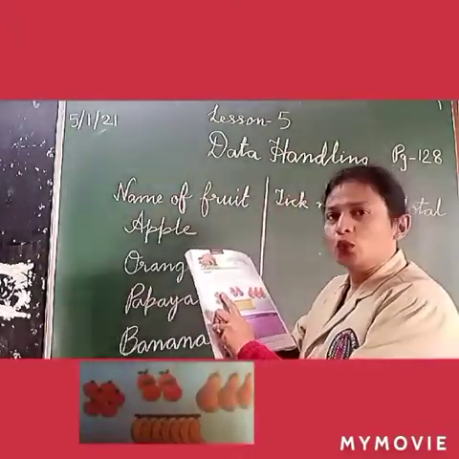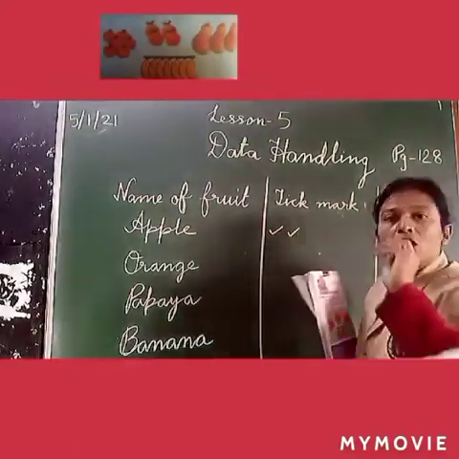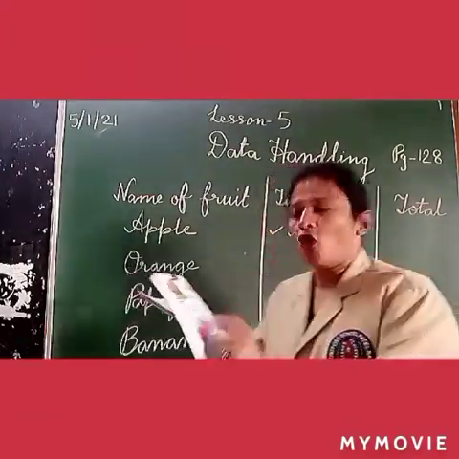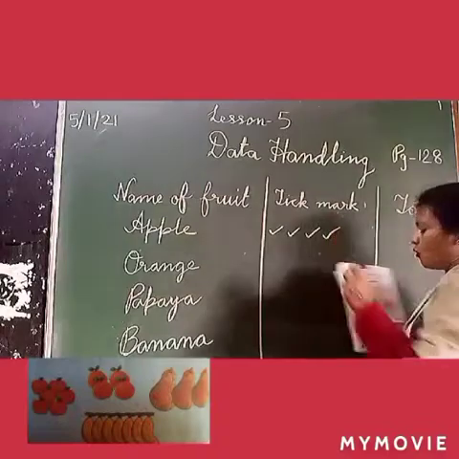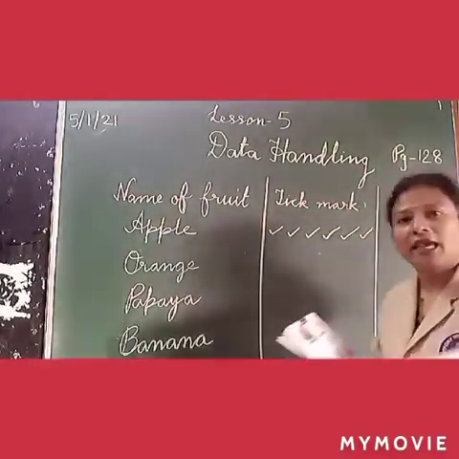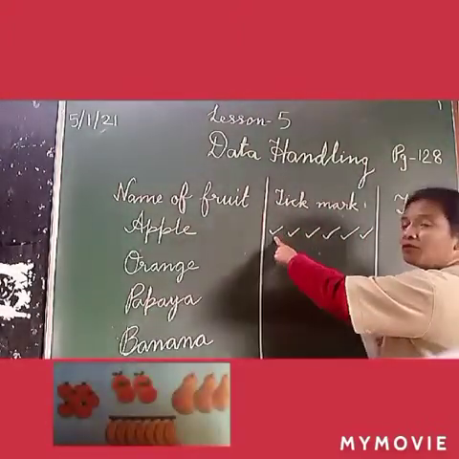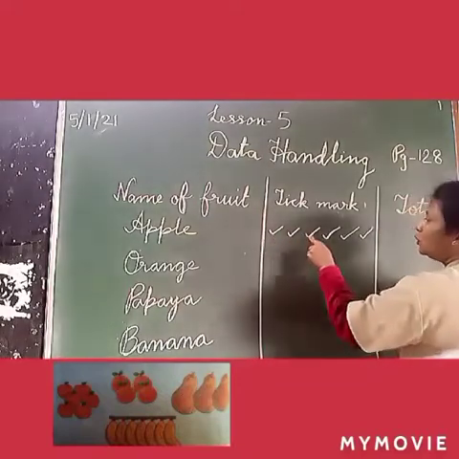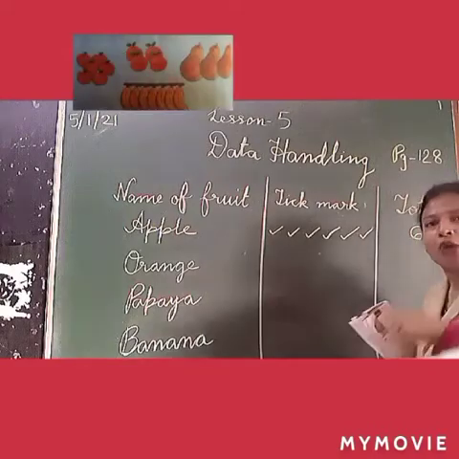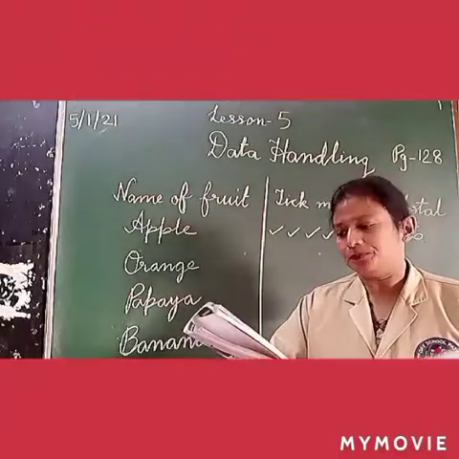1, 2. So you will tick also so that you cannot repeat again. 3, 4, 5, 6. So you can see here 6 apples are there. You will write, you can count from the ticks also. 1, 2, 3, 4, 5, 6. And you can write it here. Or you can also count with the apples given on the page.